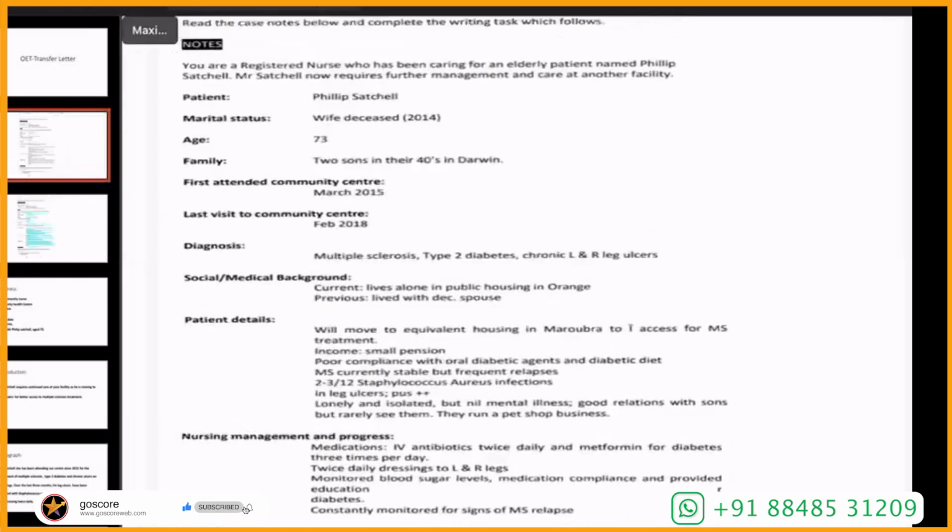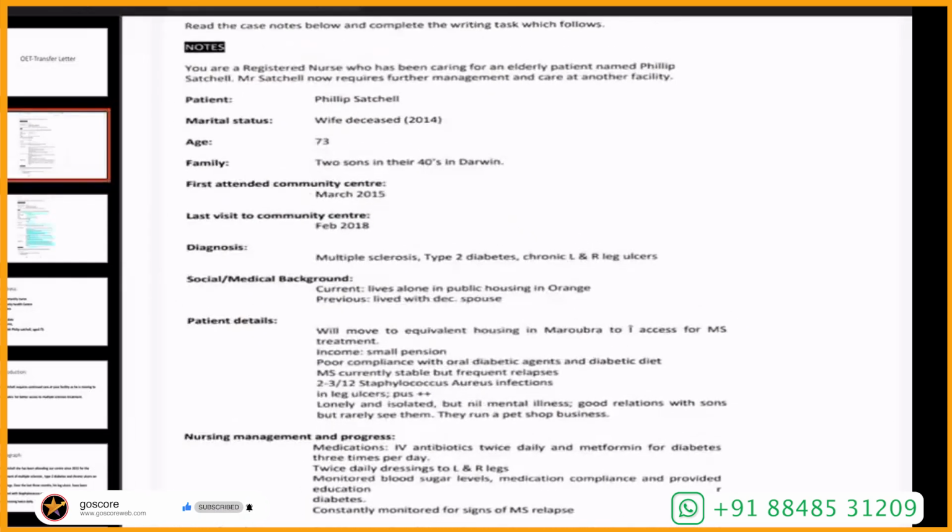He's on metformin. See, one other number, patient details: poor compliance with oral diabetes medication and diabetic diet. That will come under the diabetes, isn't it? Diabetic too, yes. Then what else is there in it?